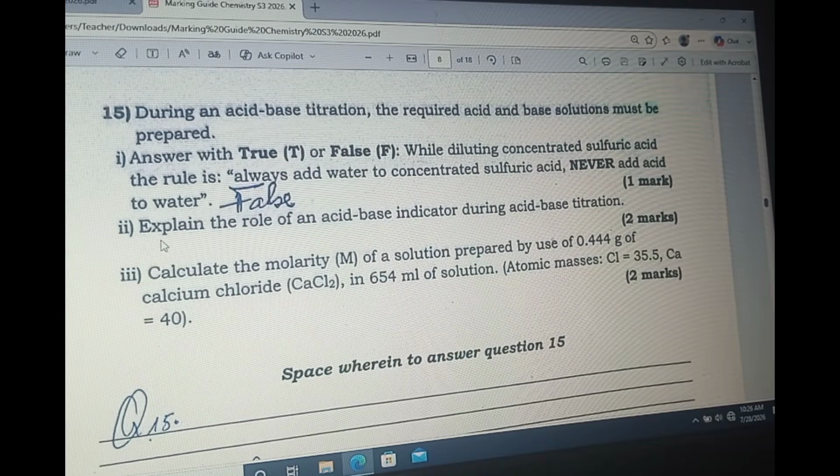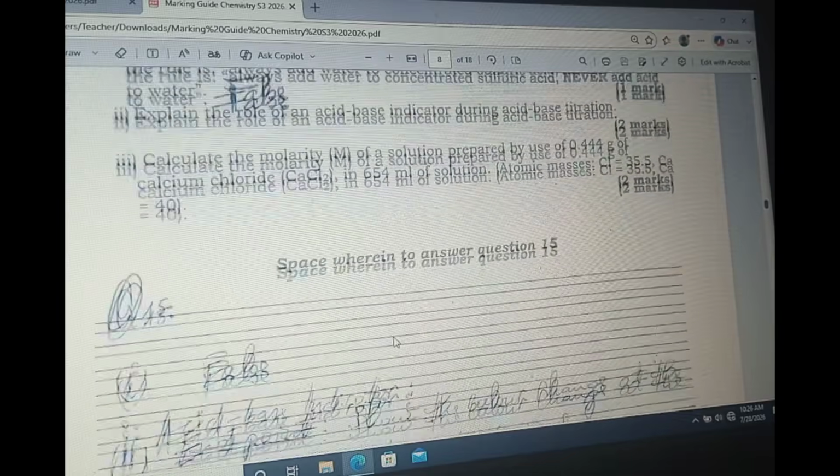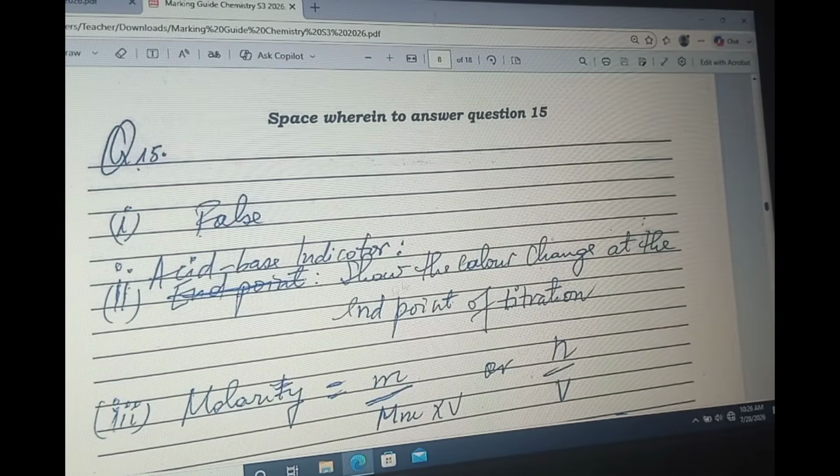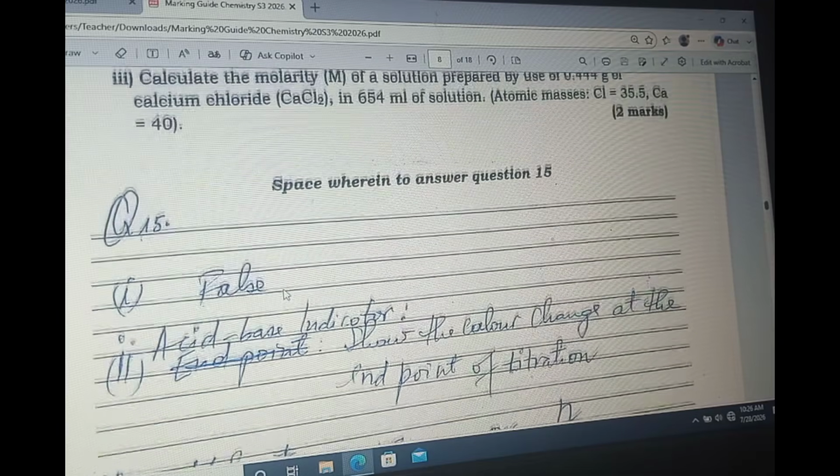Let's continue to I2. Explain the role of the acid-base indicator during acid-base titration. The role of the acid-base indicator is to show the color change at the end point of the titration.